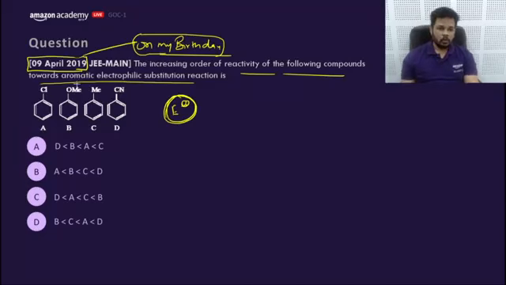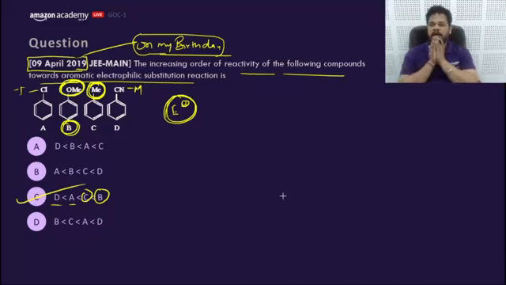Okay. So this is OMe, which shows plus M effect. This is Me, that means plus I and hyperconjugation. So firstly B and then C, and this shows minus M and this shows minus I. So that means A and then D. The answer would be C.